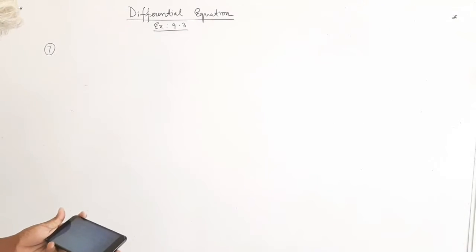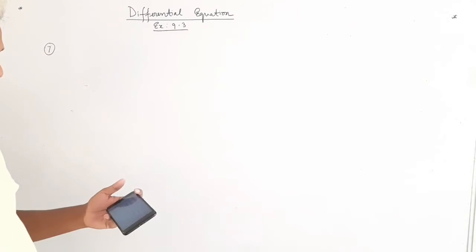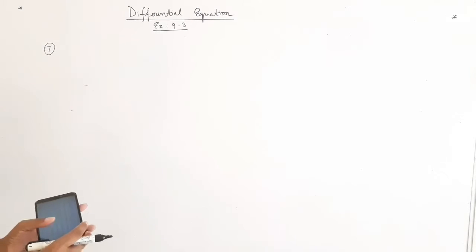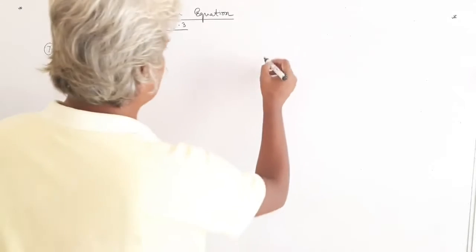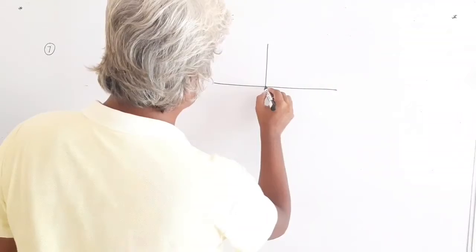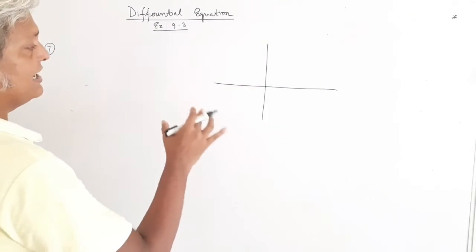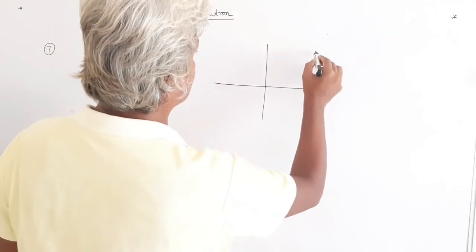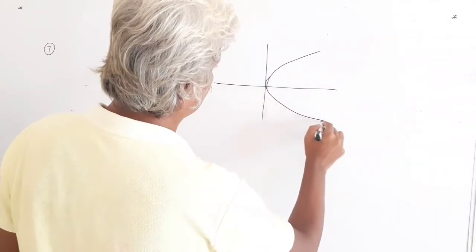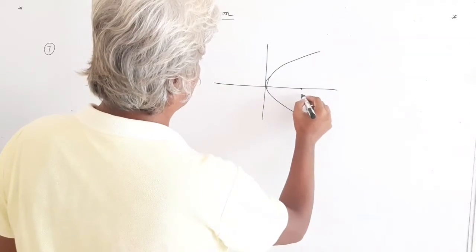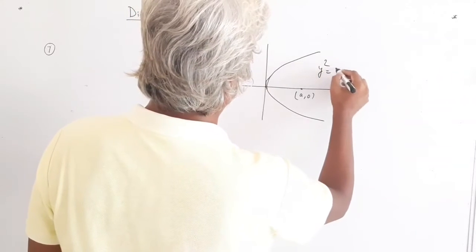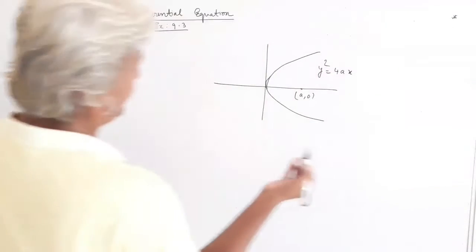Question number 7. Form the differential equation of the family of parabolas having the vertex at origin and the axis along positive direction of x-axis. So the family of parabolas with the vertex at origin and the axis along the positive direction of x-axis means this parabola will be like this. So this is my parabola. If you take its focus at (a, 0), then its standard form will be y² = 4ax.